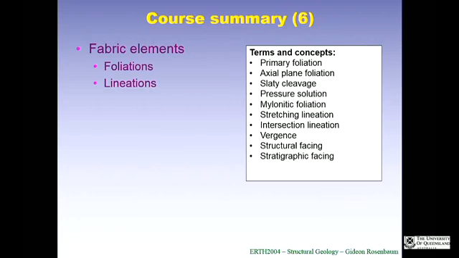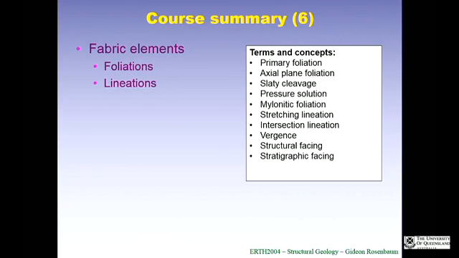And lastly, I think that's the last one, maybe not. In terms of foliation, lineations, so primary versus secondary foliations or axial plane foliation. Static cleavage is a type of axial plane foliation. The process of pressure solution, I talked a lot about how we actually form static cleavage. Mylonitic foliation, stretching lineation, intersection lineation. We talked about vergence today, structural and stratigraphic facing.